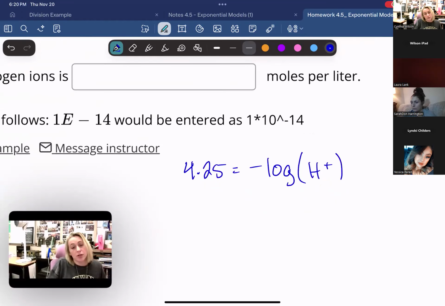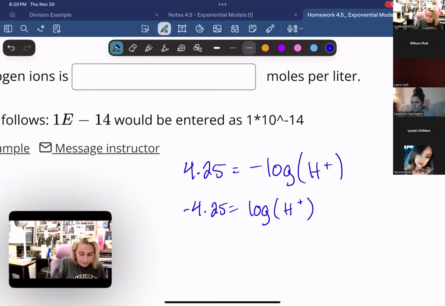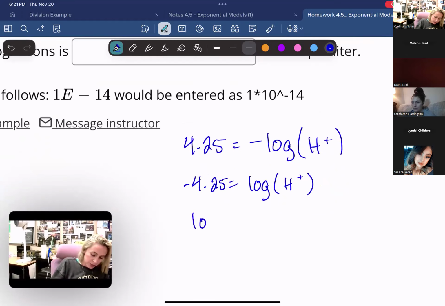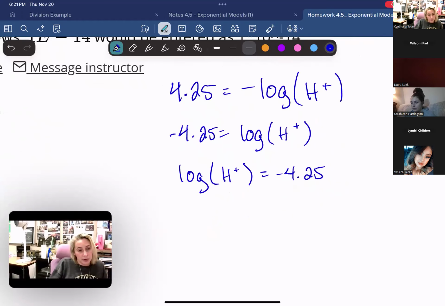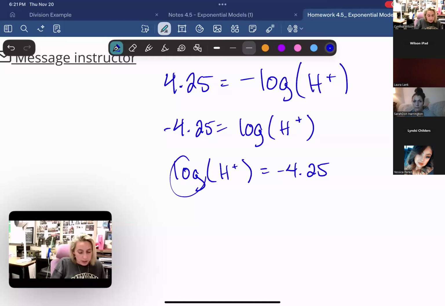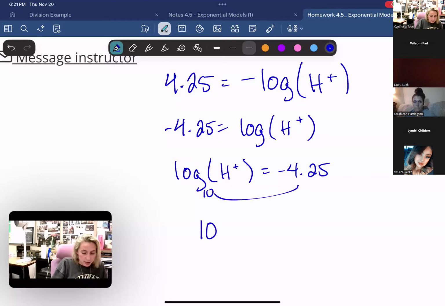So the first thing I'm going to do is divide both sides by -1. Then I'm going to rearrange a little bit and have them switch sides, and rewrite it in exponential form. So when you have a log like this without a base, it's log base 10. So writing this in exponential, 10 to the negative 4.25 equals the H plus.